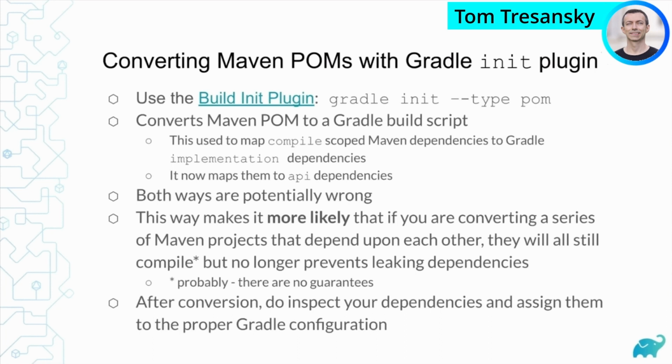But as always, the best thing you can do is inspect the dependency declarations in your generated build script after conversion and verify everything you've added to the API configuration is really a part of your project's API. Otherwise, move it back to implementation.